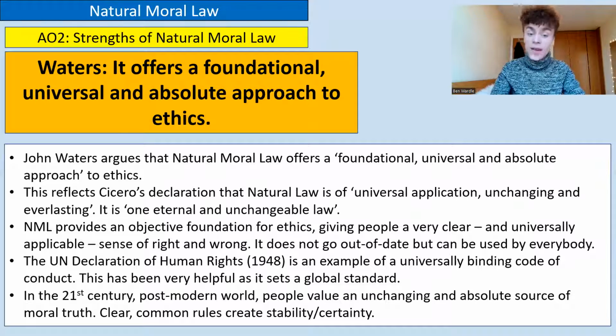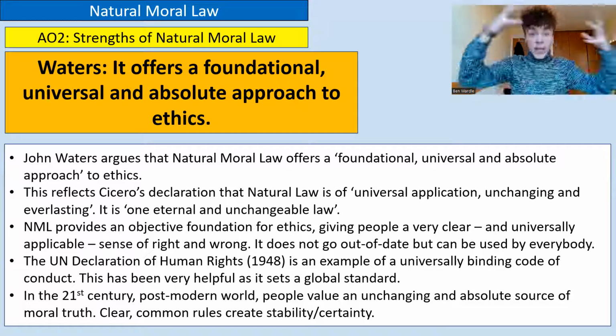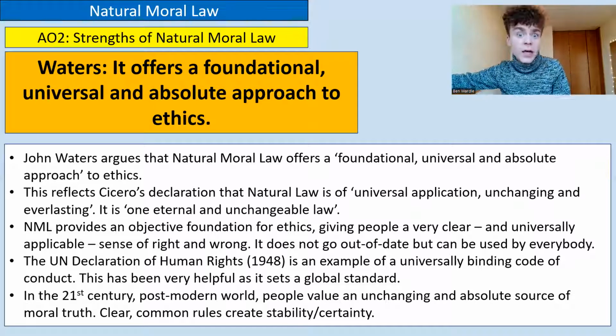And it shows you that in the 21st century, especially in what we call the postmodernist world, people value having an unchanging and absolute source of moral truth. Clear, common rules create stability and certainty. And I think we really do all need some of those, don't we? You could say there are universal facts from science that we all believe in, such as the law of gravity. So why should that not be the case in ethics as well? That we all agree certain moral standards that we must all feel an obligation to follow in order to fulfill our potential and our telos.